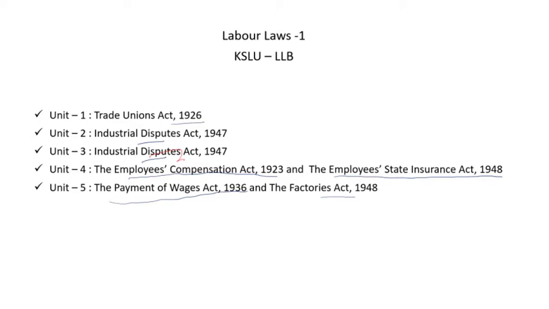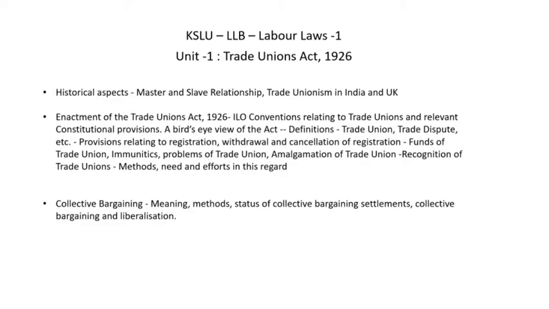In the current video, we will see Unit 1. If we look into the syllabus of Unit 1, we have three major portions in this. The first portion talks about historical aspects of trade unions, why trade unions started, and what was the reason behind this. That is the syllabus subject matter for part 1 of Unit 1. It talks about the master and slave relationship and trade unionism in India and the UK, how trade unionism evolved in countries like India and the UK.